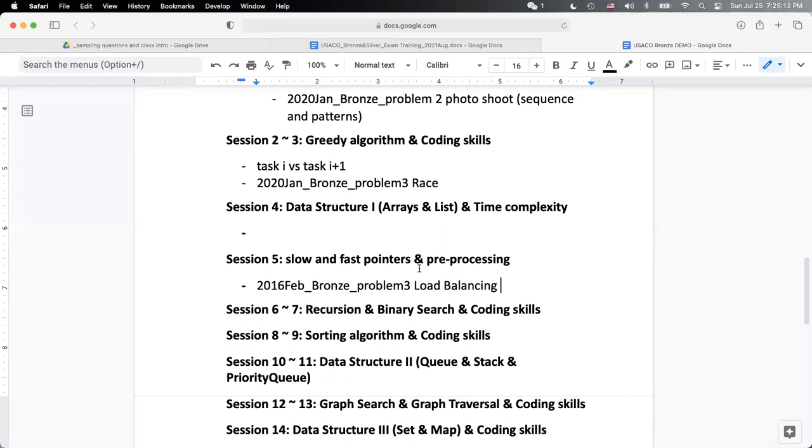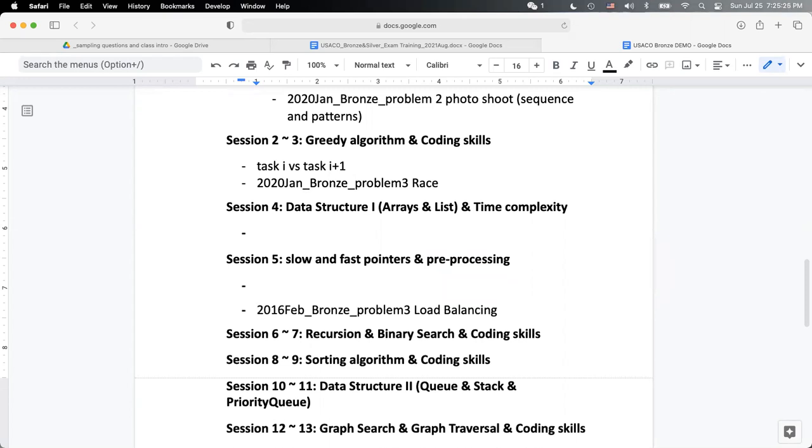So this pre-processing, I would say a very small component behind it is slow and fast pointers. Slow and fast pointers is a session, or a topic, to build up the habit that when you declare a variable, you have to clearly define its physical meaning. So slow and fast pointers is one of the best practices for that purpose.